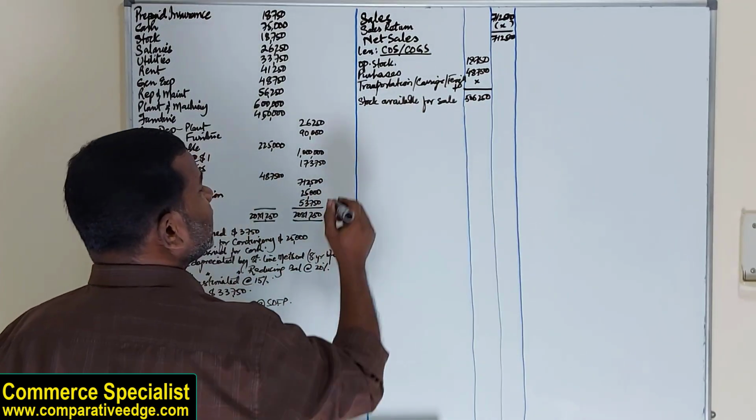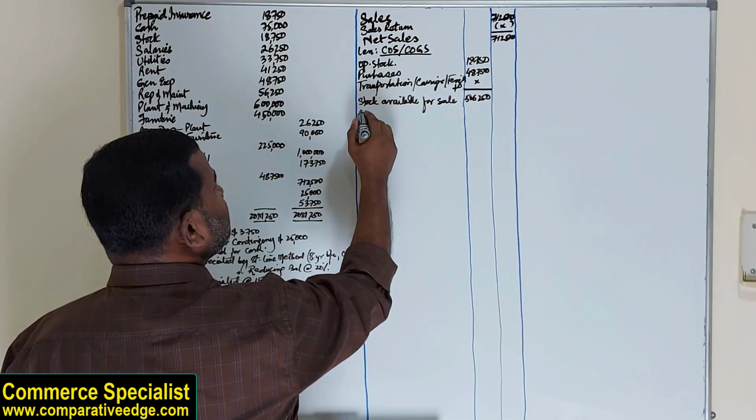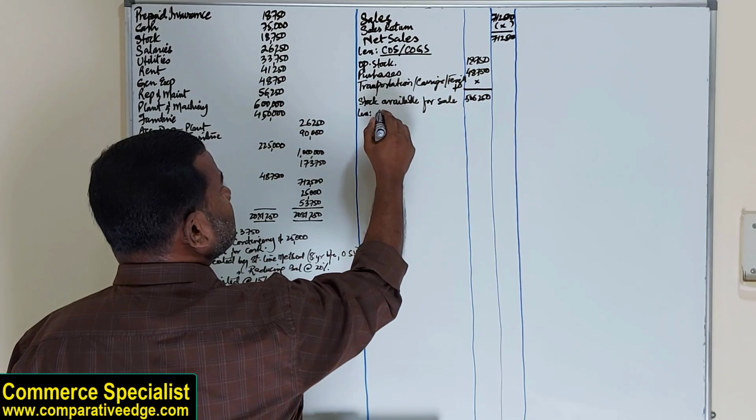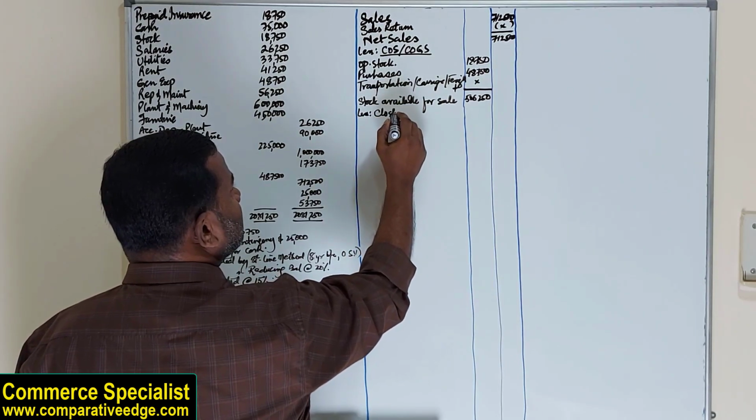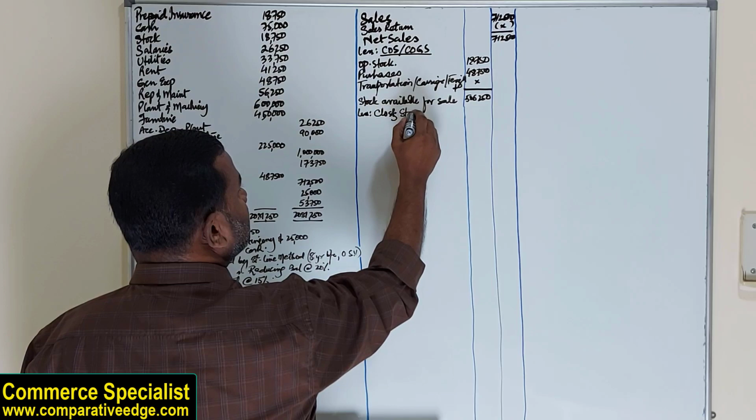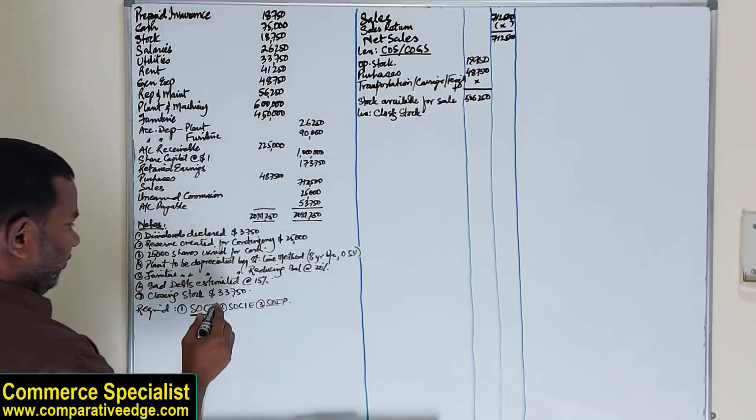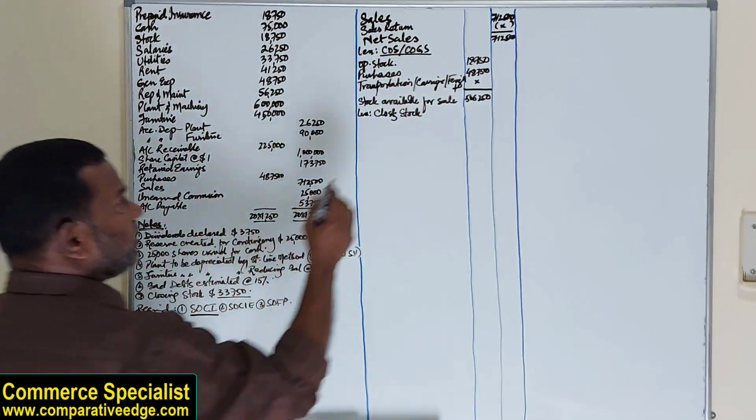From stock available for sale, you have to minus less closing stock, which is given here, 33,750.